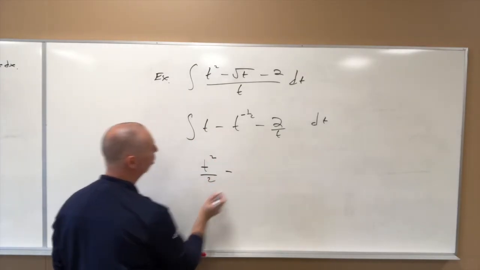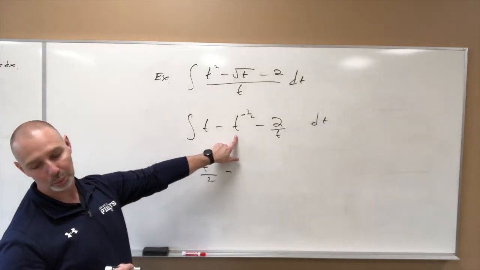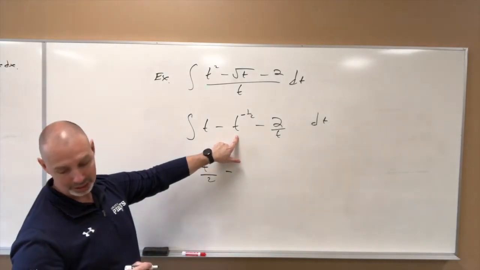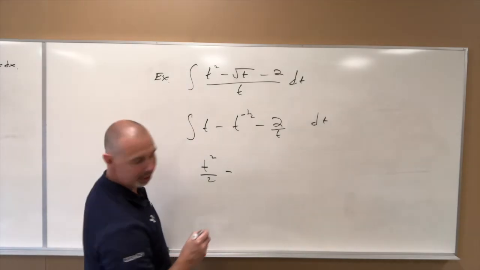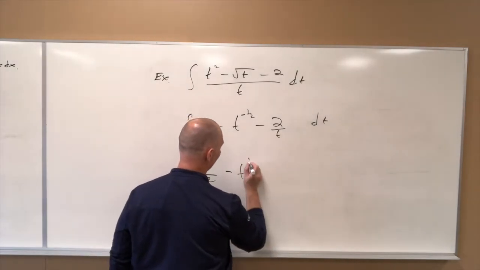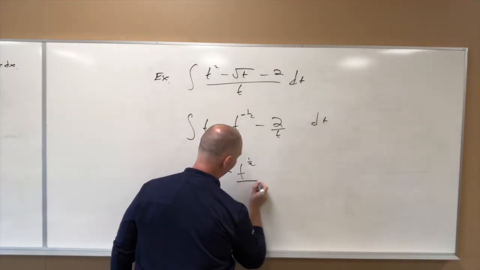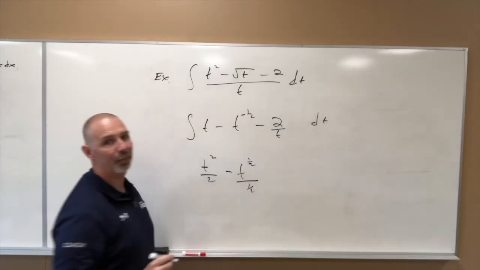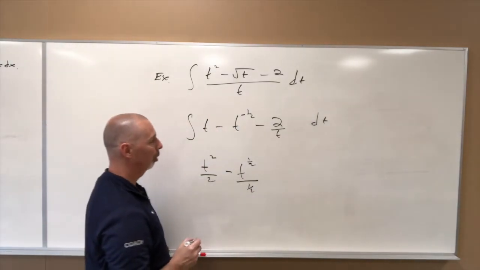All right, so now we will go and take the integral of this, and so t becomes t squared over 2 minus, here we're going to increase the exponent by 1. And if we increase a half by 1, what do we get? We get t to the 1/2 divided by 1/2. We'll simplify that further in a moment.